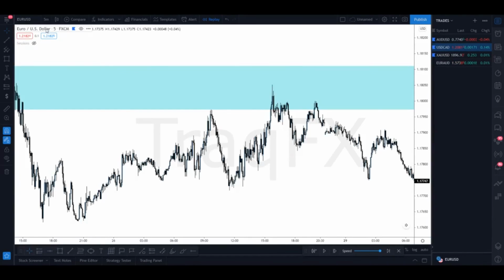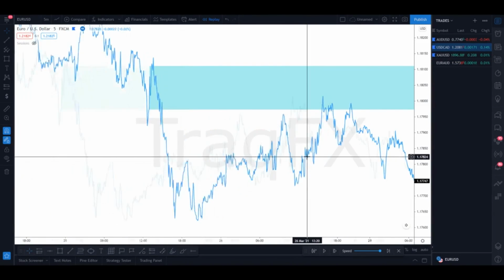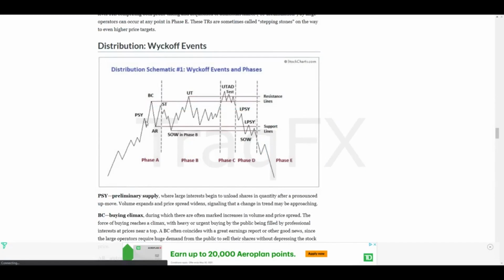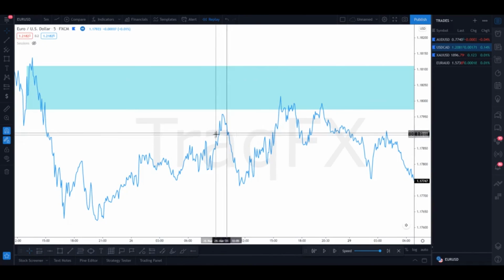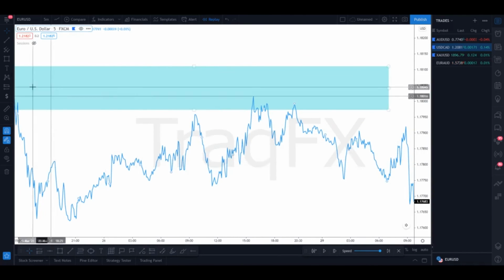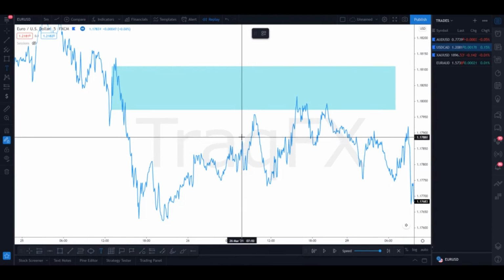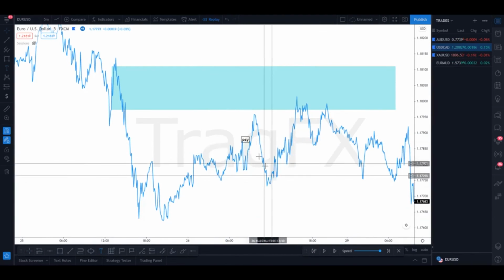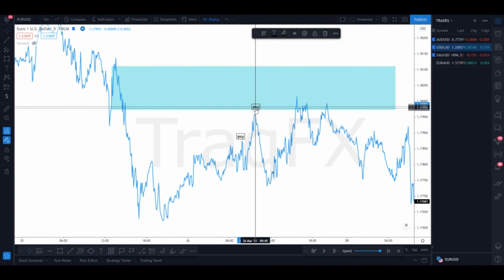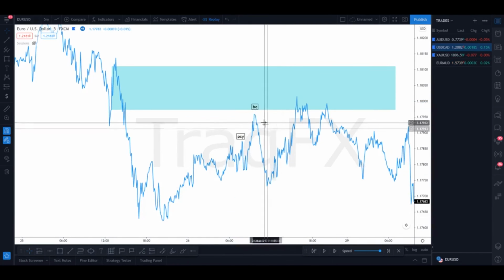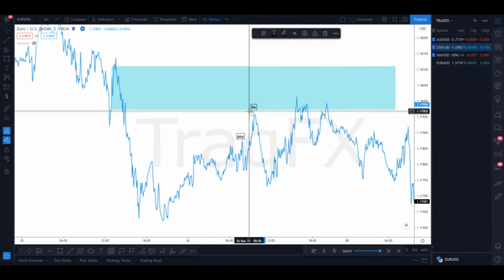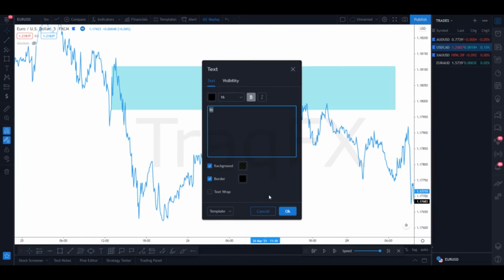So let's look for a PSY. The PSY is supposed to be the last point of support or the last point of supply before the buyer's climax. So let's see if we can find that. Right over here, boom, I see it. So we have our PSY right here, our last point of supply. And right after that, we're followed by a major drop.